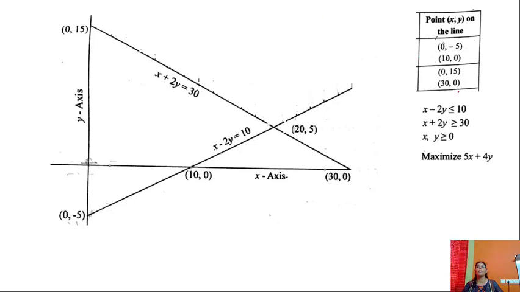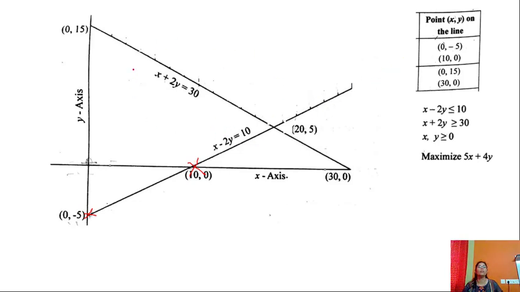Let us plot these points on the graph. So first is 0, comma, minus 5. So x is 0 and y is minus 5. So this is the point. And next is x is 10 and y is 0. Now when we join these two points, the line goes here, continues like this.